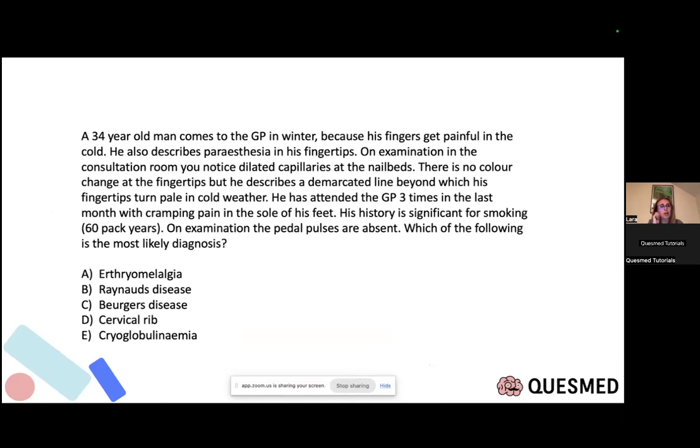Right, next question. A 34-year-old man comes to the GP in winter because his fingers get painful in the cold. He describes paresthesia in his fingertips.